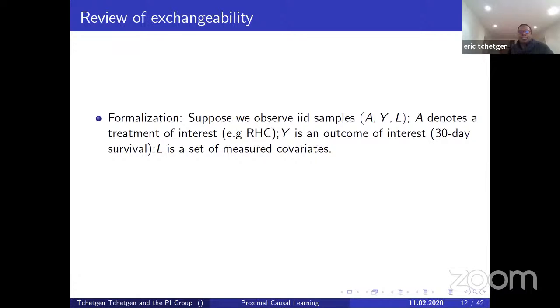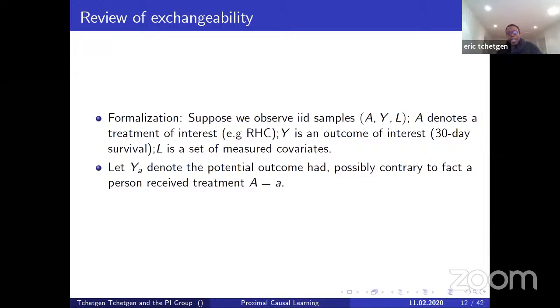So let's formalize the framework. So, a brief review of exchangeability. I apologize, this might be a little boring, but let's just make sure that we're all on the same page in terms of notation. Suppose we observe IID samples A, Y, and L. A is going to denote our treatment of interest, so RHC. Y is an outcome of interest, like 30-day survival, and L is a set of measured covariates.